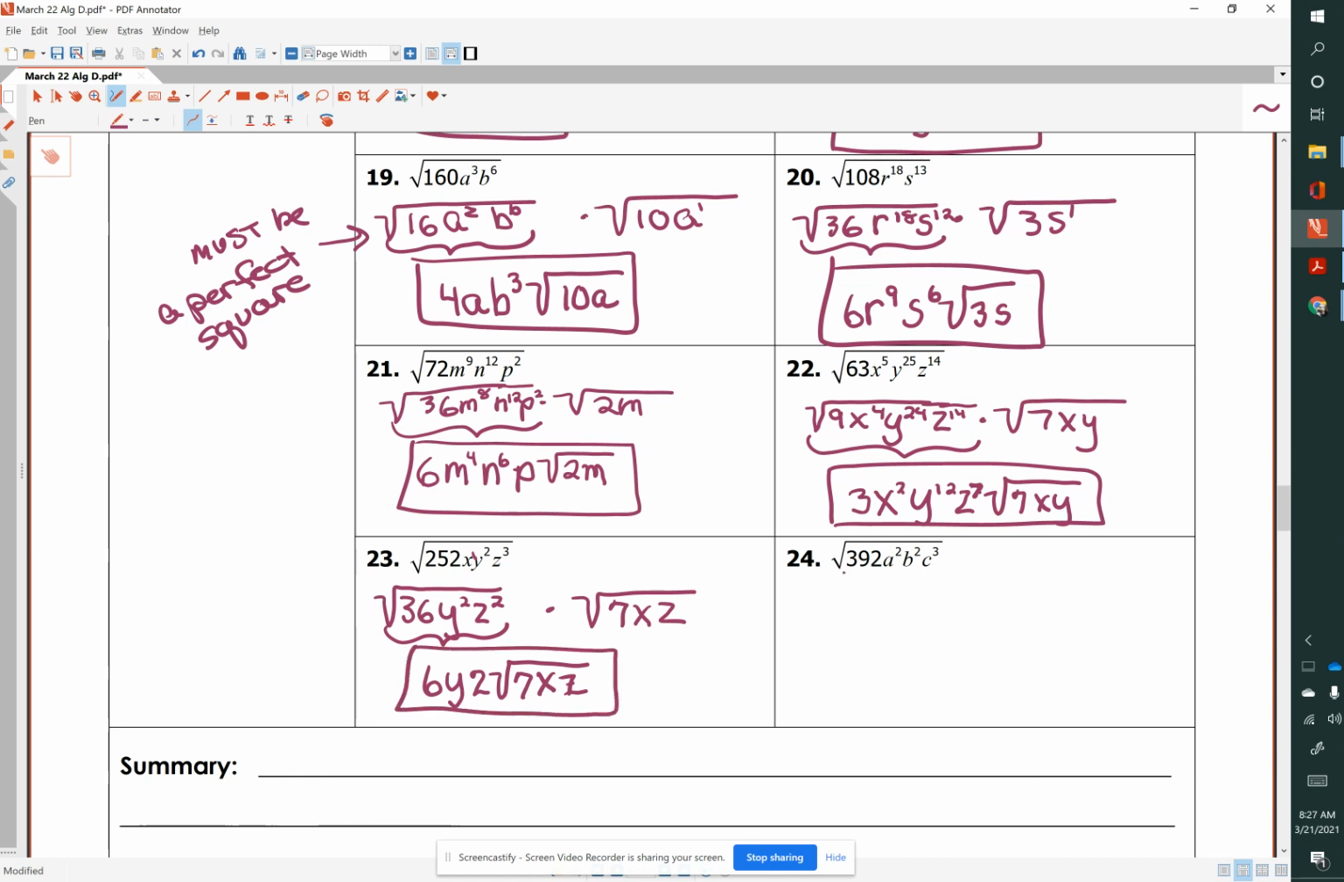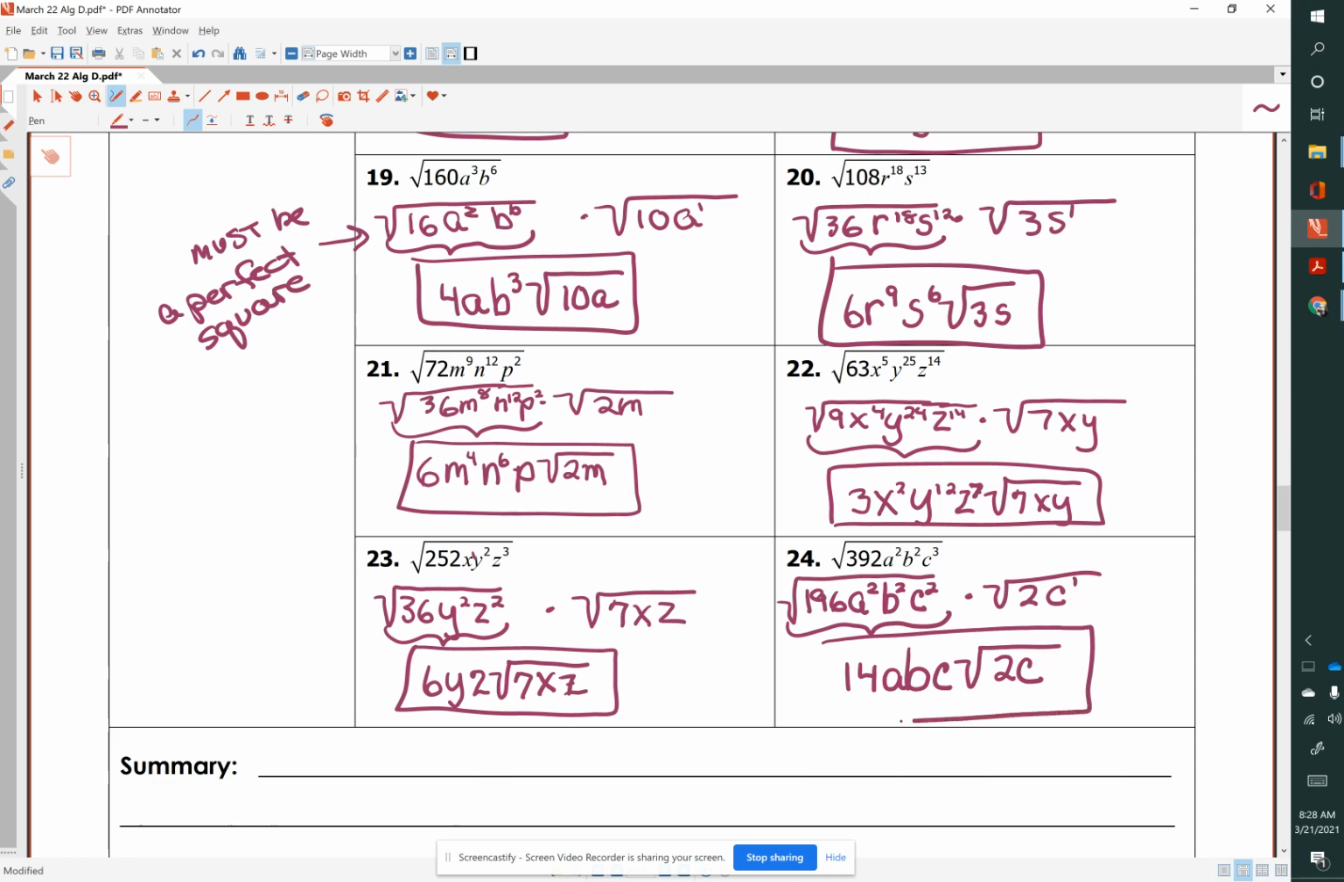And number 24, 392 can be thought of as 196 times 2, and 196 is 14 times 14. So let's see, a2 can go over here, b2 can go over here. C, we're going to have to subtract 1 and put it over there. So the square root of 196 is 14. A, 2 divided by 2 is 1. That's an invisible 1. The same with B and the same with C. And our remainder, 2C with invisible square root.